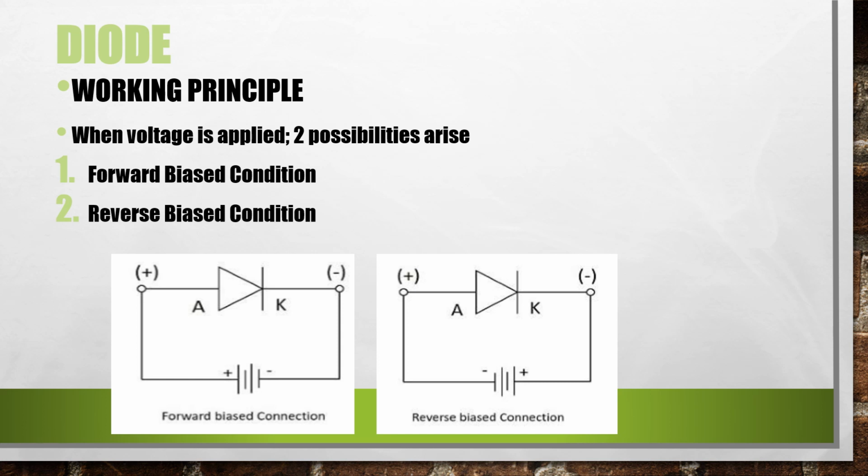In short, current flows through diode in forward biased condition and it does not flow through diode in reverse biased condition. A diode can pass current in one direction only. So this is the working principle of diode.